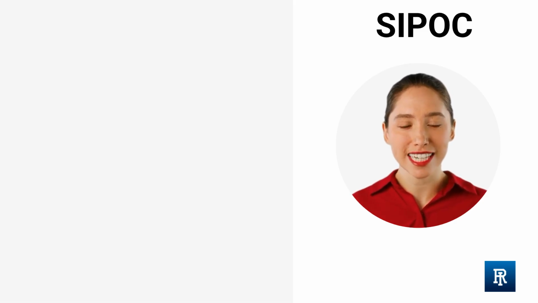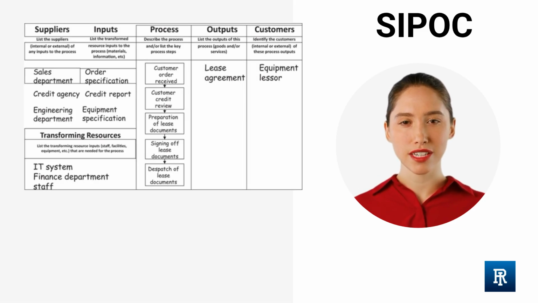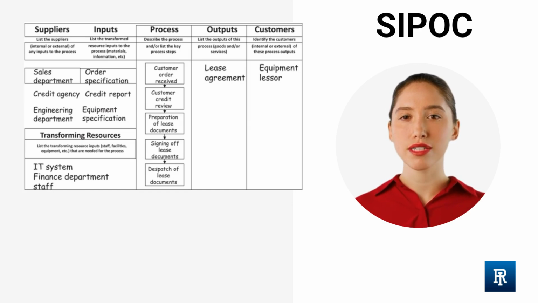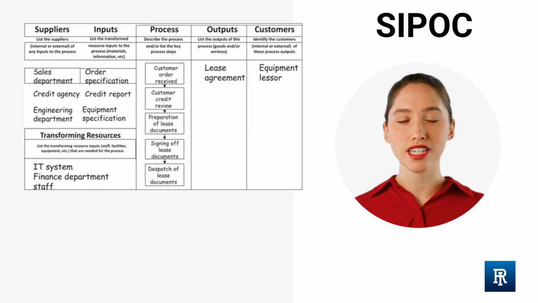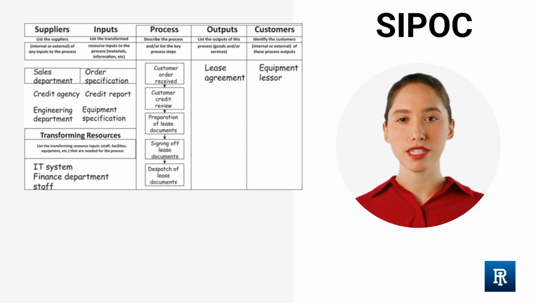The SIPOC diagram is especially valuable because it gets teams thinking about the broader supply chain and customer expectations. It's ideal early in a project before diving into the details. Let's walk through an example. A company leases medical equipment to hospitals. Suppliers provide machines and service manuals. The inputs include the actual devices, documentation, and trained personnel. The internal process involves equipment testing, contract setup, and delivery. The outputs are the installed functional machines. And the customer is the hospital's procurement department.